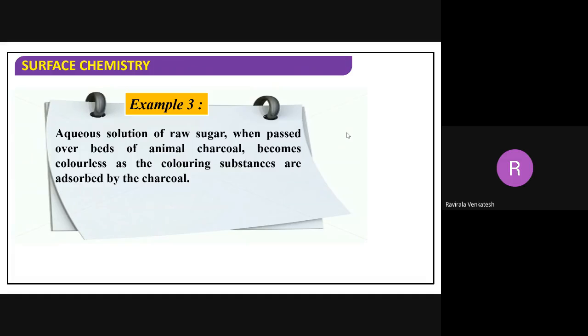One more thing, you can take an aqueous solution of raw sugar. When passed over beds of animal charcoal, it becomes colorless. The coloring substances present in the raw sugar will be adsorbed over the charcoal. In this way, we can purify raw sugar also.